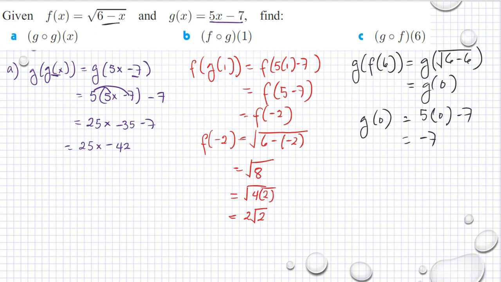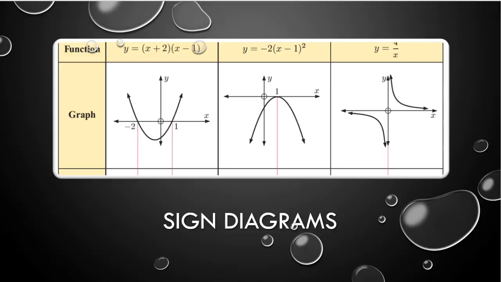Okay, in my next video, I will be discussing sign diagrams. It's very important also when you start with your calculus.